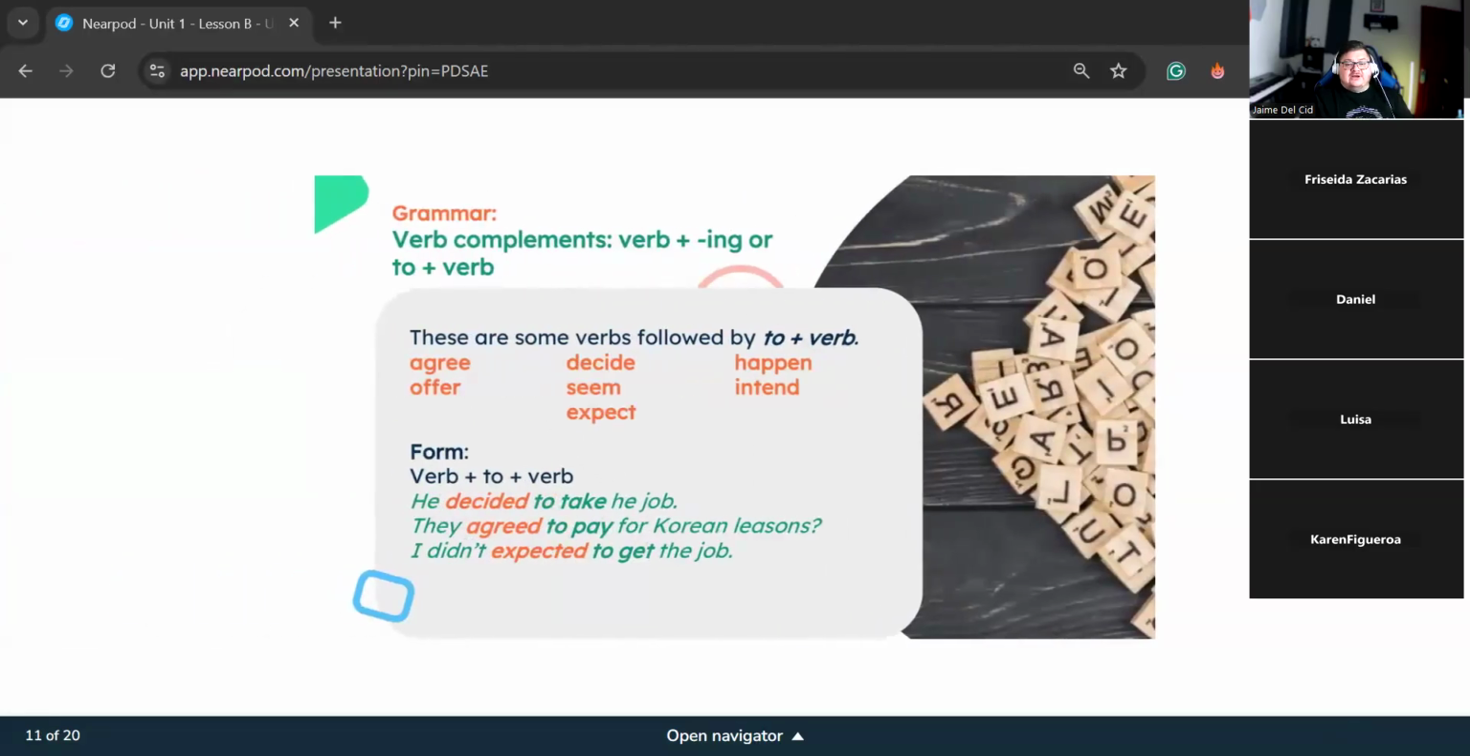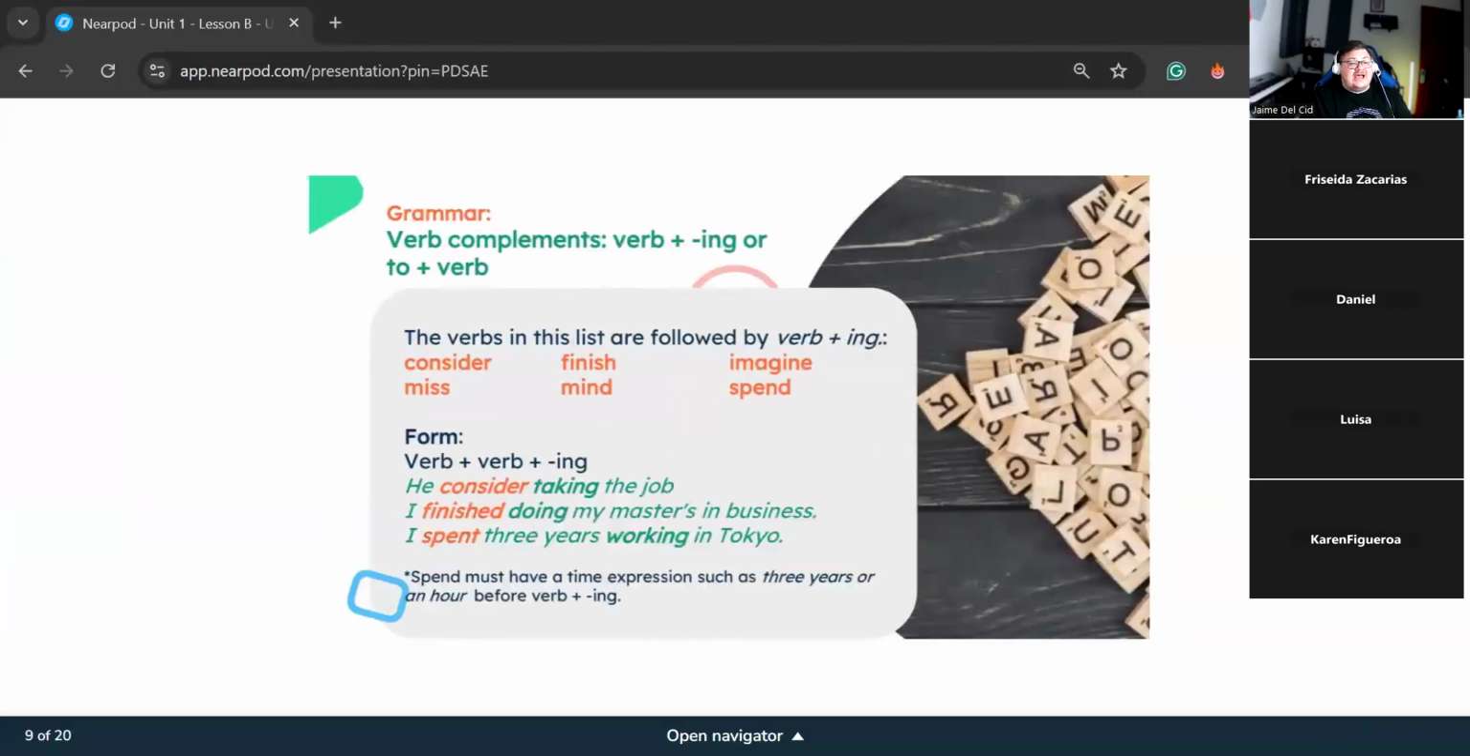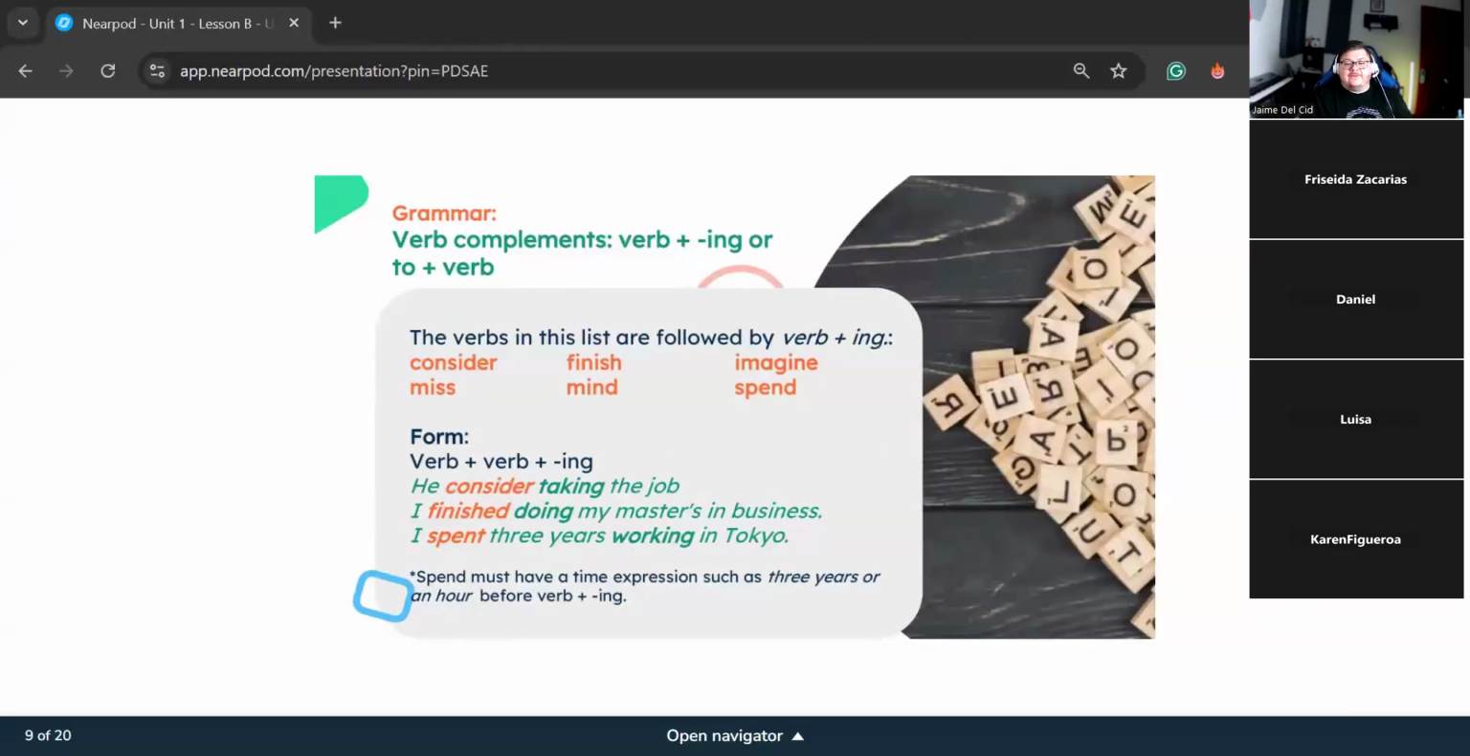I'm going to give you a few verbs and I'm going to ask you to do a couple of sentences with them, okay? So let's start by working sentences with these verbs, okay? Consider, finish, imagine, miss, and spend. So I'm gonna open an activity.